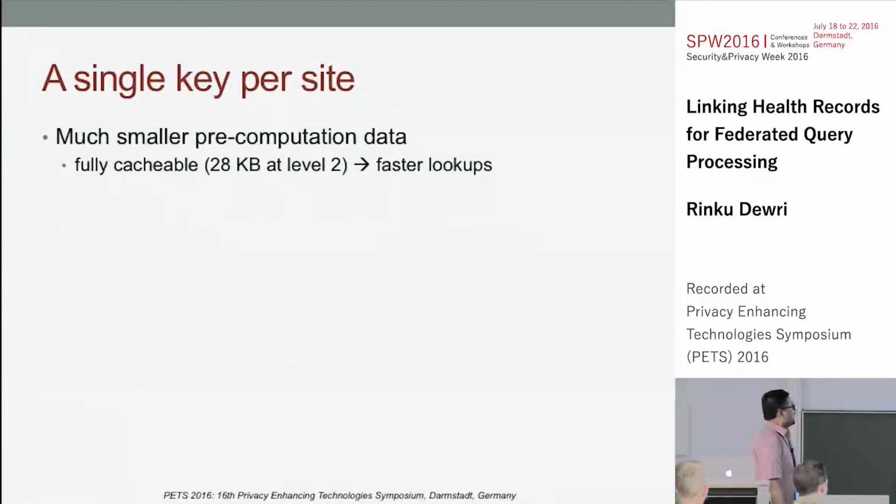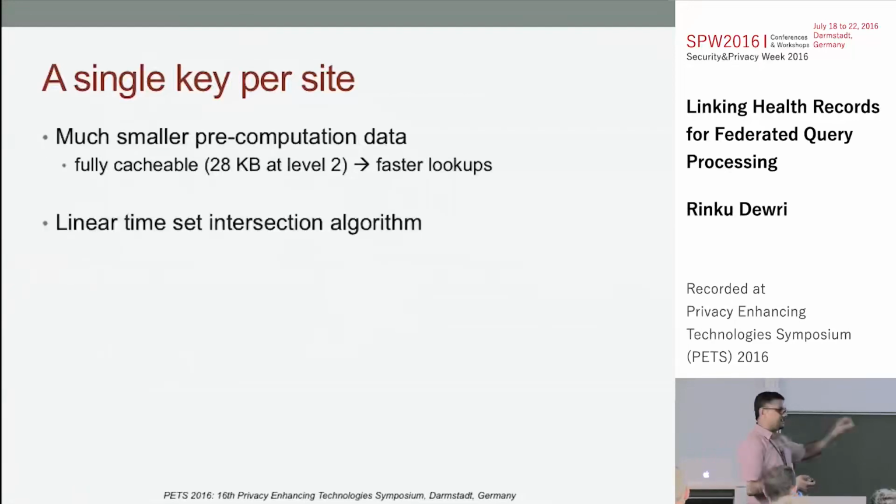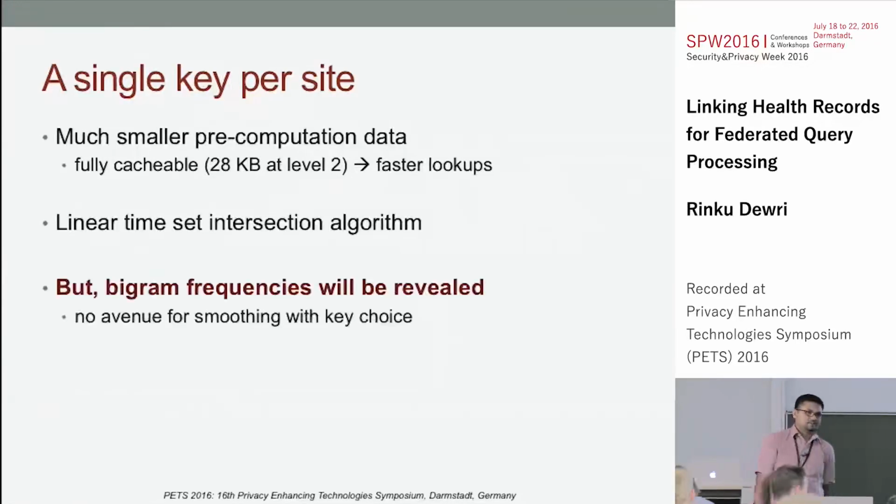Now, there is an advantage to using a single key per site. First of all, if I just use one key, then my pre-computation data will be very small, so small that it can fit in the cache. If it can fit in the cache, then the lookups will be much, much faster when I do this linkage operation, because the linkage is nothing but lookups on the table. Second, I can use a linear time algorithm to do the set intersection using a hash table or something.